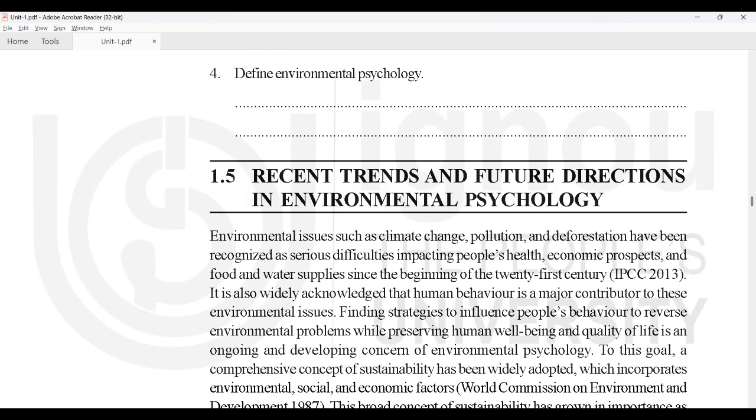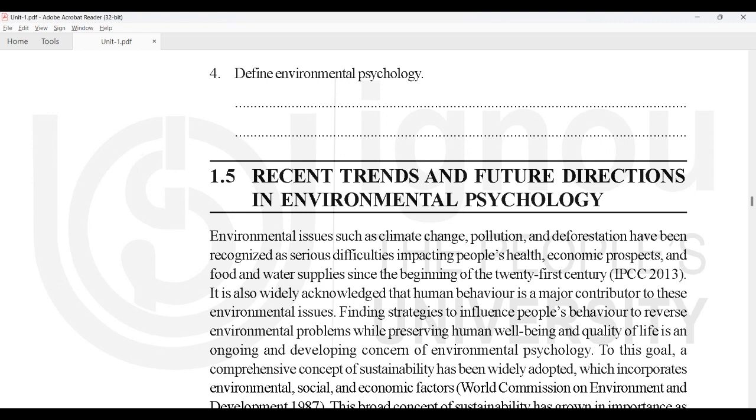1.5 Recent Trends and Future Directions in Environmental Psychology. Environmental issues such as climate change, pollution, and deforestation have been recognized as serious difficulties impacting people's health, economic prospects, and food and water supplies since the beginning of the 21st century. It is also widely acknowledged that human behavior is a major contributor to these environmental issues. Finding strategies to influence people's behavior to reverse environmental problems while preserving human well-being and quality of life is an ongoing and developing concern of environmental psychology.